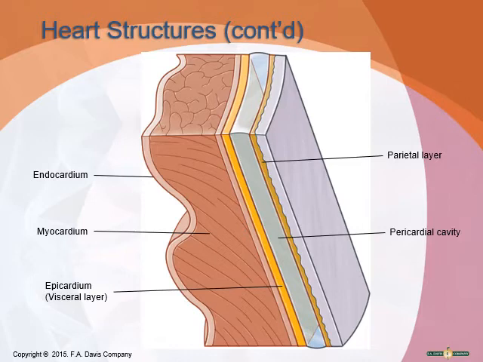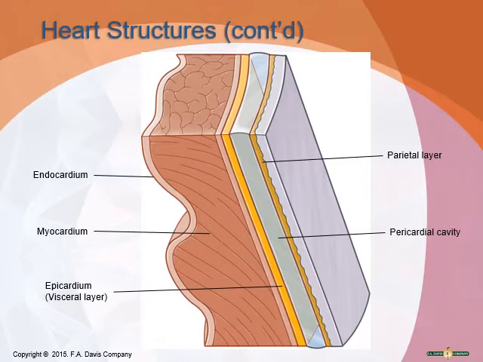In between the parietal and the visceral layers is a space or a cavity filled with fluid called serous fluid. This allows a cushion around the heart to prevent any friction as the muscle moves during our heartbeats.